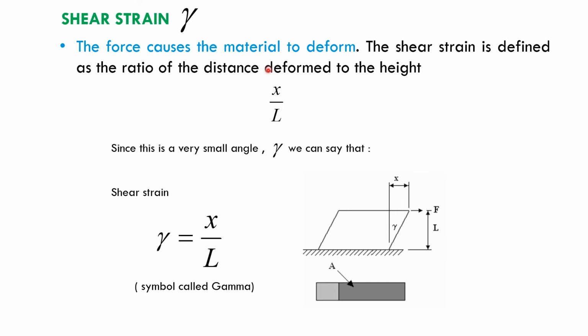Okay, so this is the distance of the deform, if you look into the picture here, and then over the height. So this is the height. Since usually in deformation the angle will be very small, we can assume that shear strain equals x over L, which is the deformation length over the L. Then you will get the value for the shear strain.